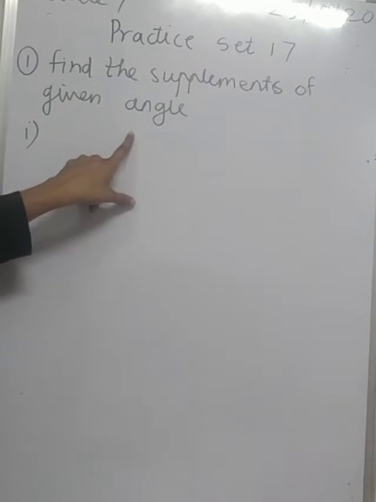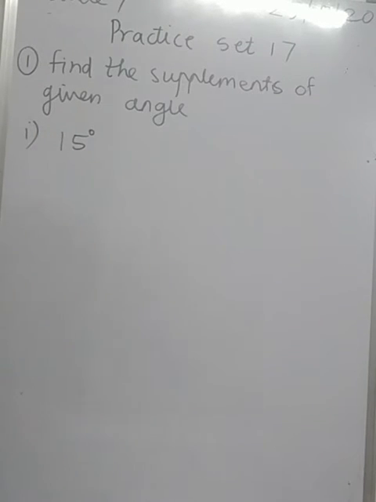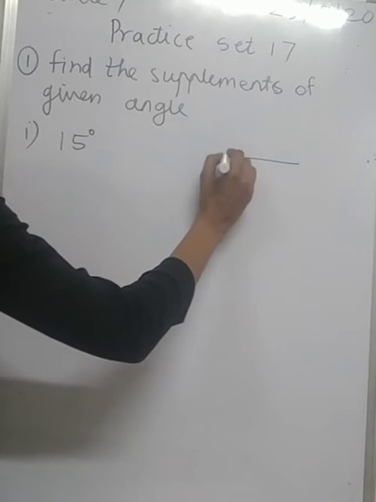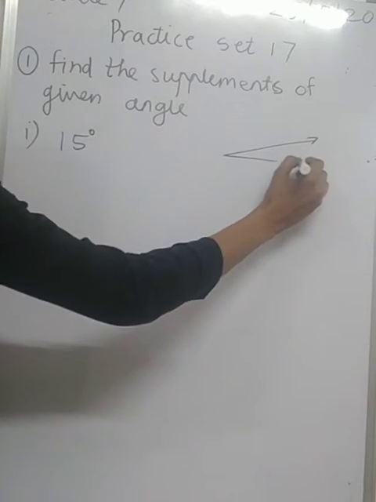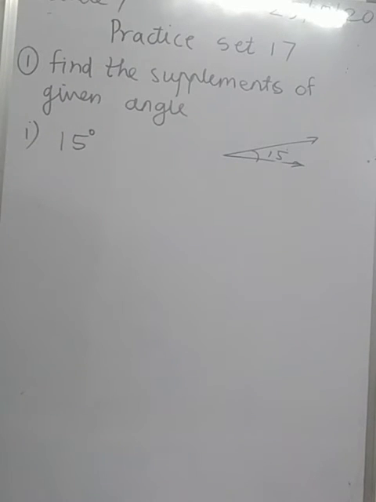Today we are going to start with practice set 17, and the first question is: find the supplement of the given angle. The given angle is 15 degrees, and you need to find the other angle so that these two angles will be supplementary. Now this angle is 15 degrees and you need to find the other angle.